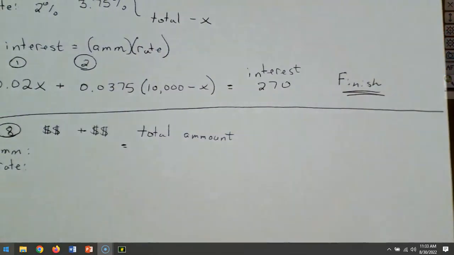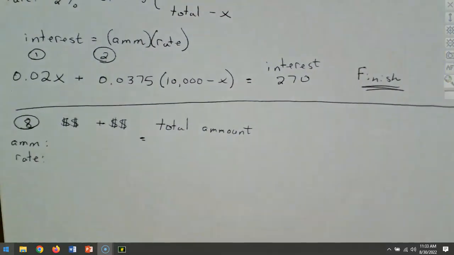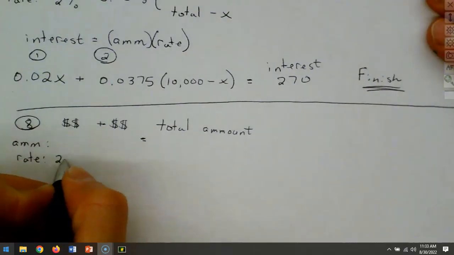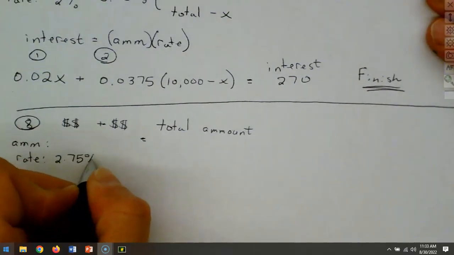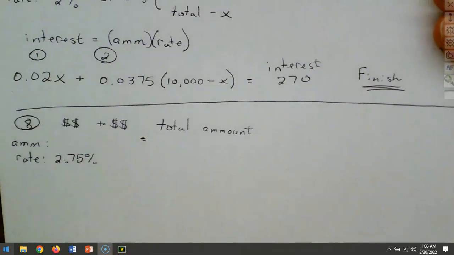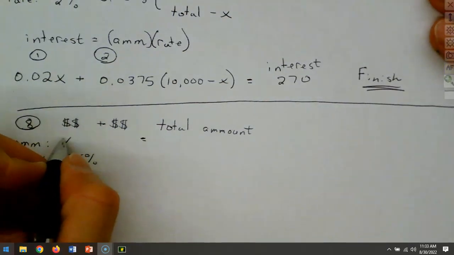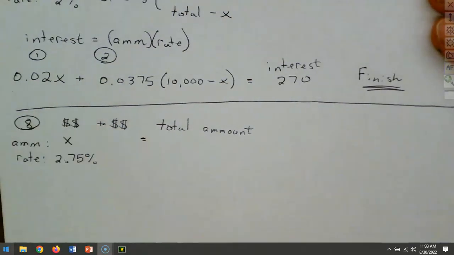So Roberto invested some money at 2.75%. So that's going over here. Now, do we know how much money needs to go in that 2.75%? Does it tell us at all? Nope. So that's going to be your unknown, so that is your X.